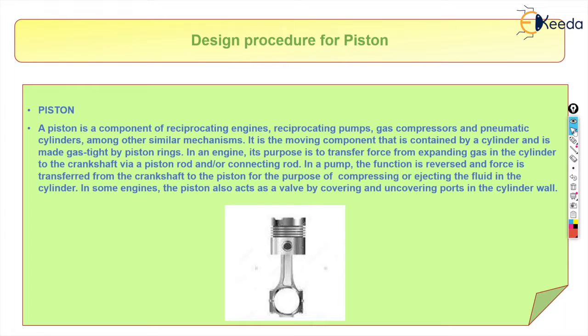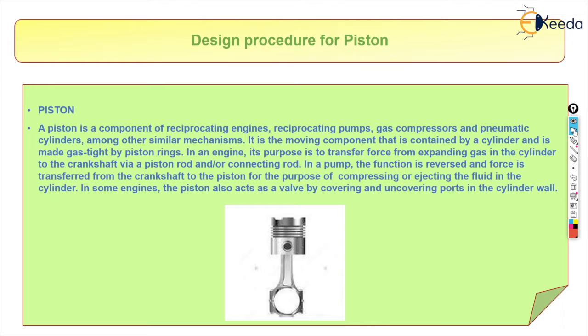It is used in reciprocating pumps, compressors, pneumatic cylinders and similar mechanisms. It is a moving component that is contained by a cylinder and is made gas tight by the piston rings. In an engine, its purpose is to transfer force from the expanding gas in the cylinder to the crankshaft via a piston rod or a connecting rod. In a pump, the function is reversed and the force is transferred from the crankshaft to the piston for the purpose of compressing or injecting the fluid in the cylinder.